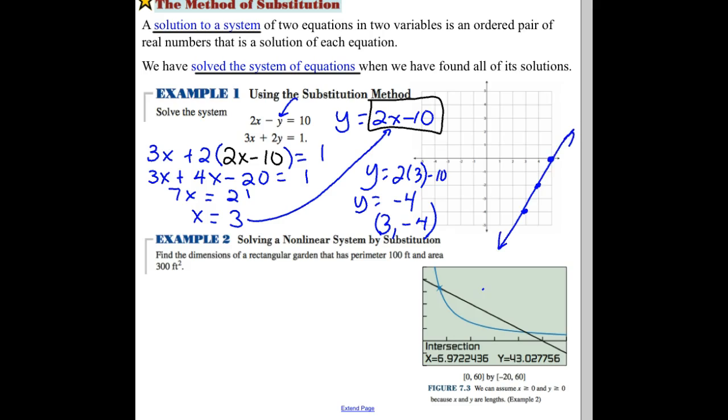Okay, now this second equation is not solved for y. We could do that. The other option for graphing that one, we can take this and look for the x and y intercepts. Okay? So if I put a 0 in for x, what do I get for y?